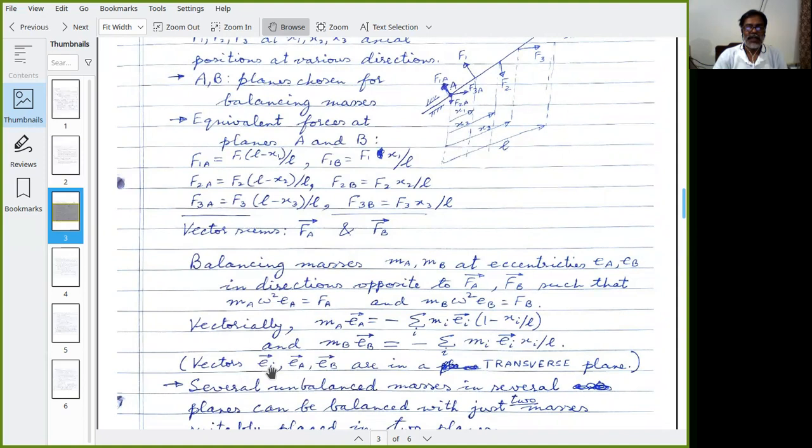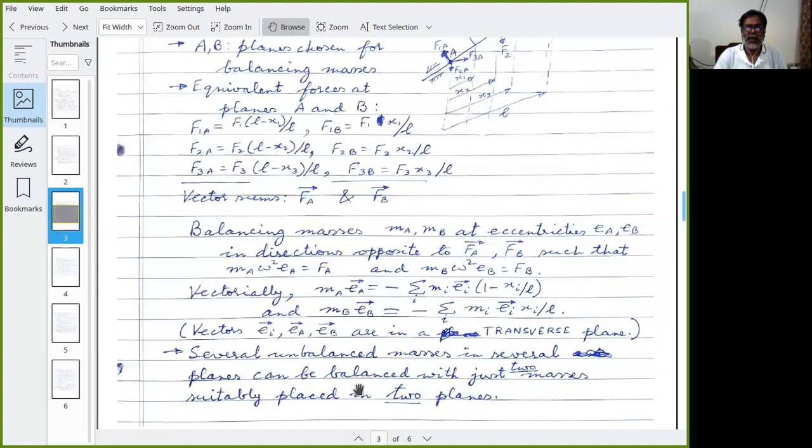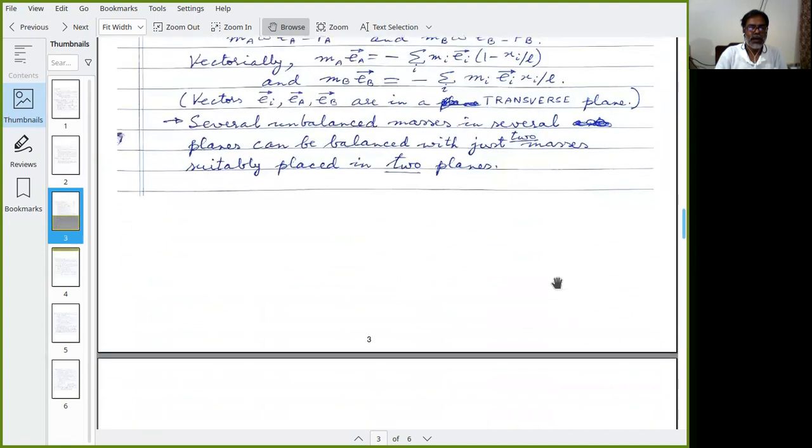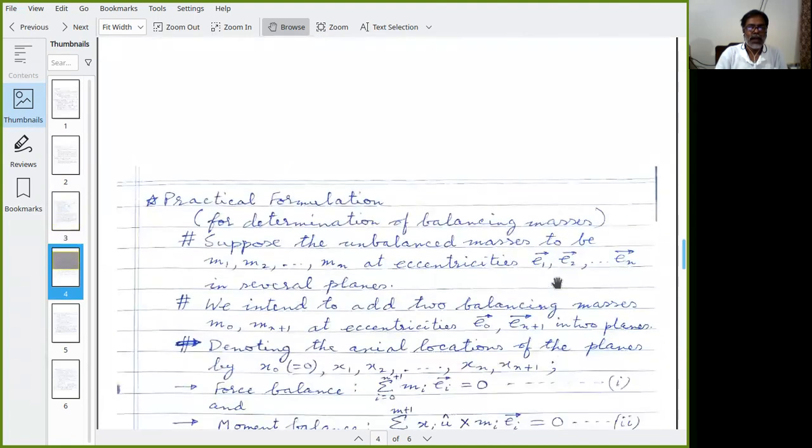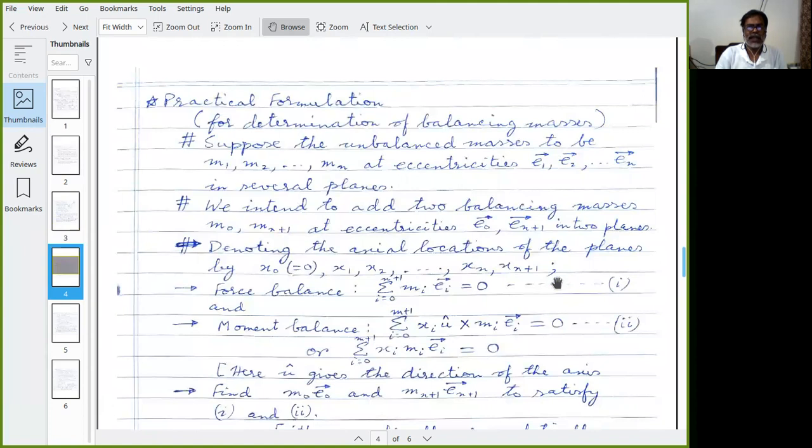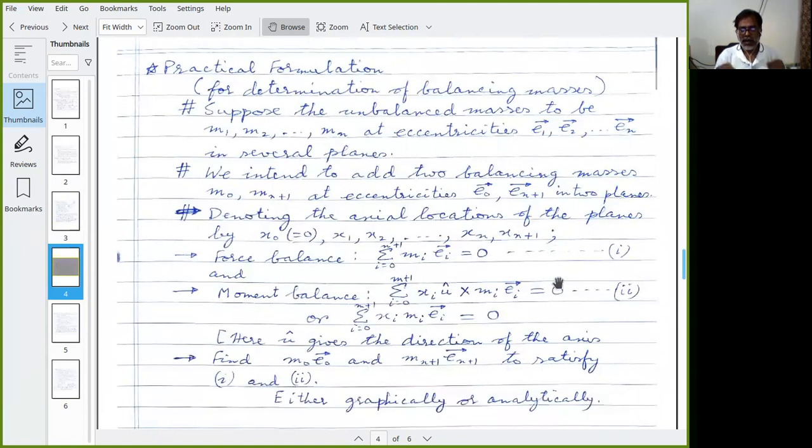So vectors EI, EA, EB are in the transverse plane perpendicular to the axis. Now, several unbalanced masses in several planes can be balanced with just two masses, suitably placed in two planes. So that's it. Now, the process to do it. Most of the rest of this lecture you can actually derive. I will just take a little half-minute break and join you.